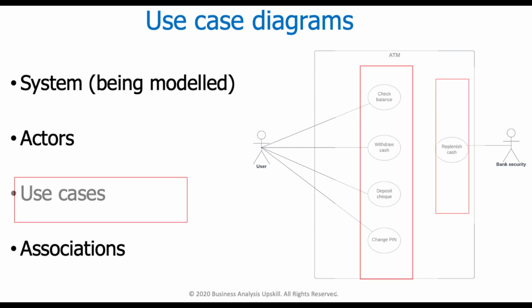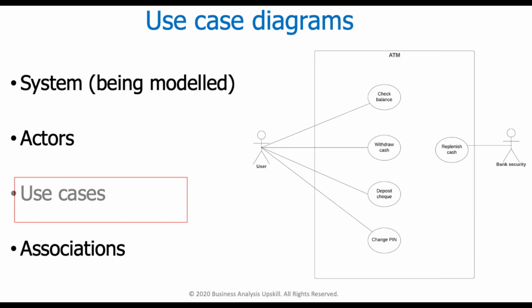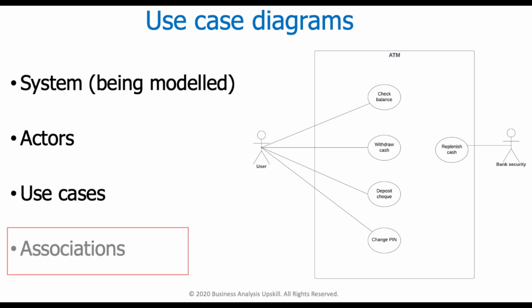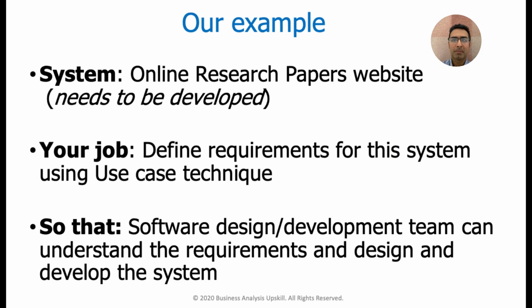The third key element to a use case is the actual use case that is being executed in the system. And the fourth element is an association. So the user, when they interact with the system, they execute use cases within the system. The association between these users and the use case in the system is the association. We'll understand this better once we do a demo, and I'll show you exactly how to make a use case diagram.